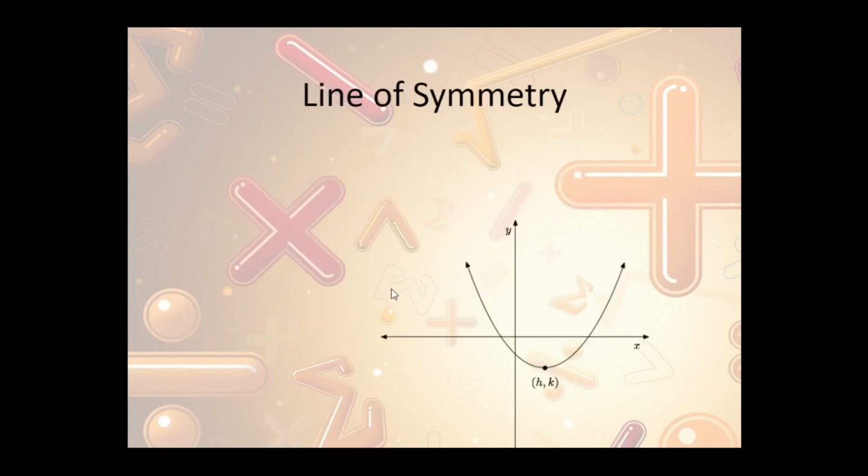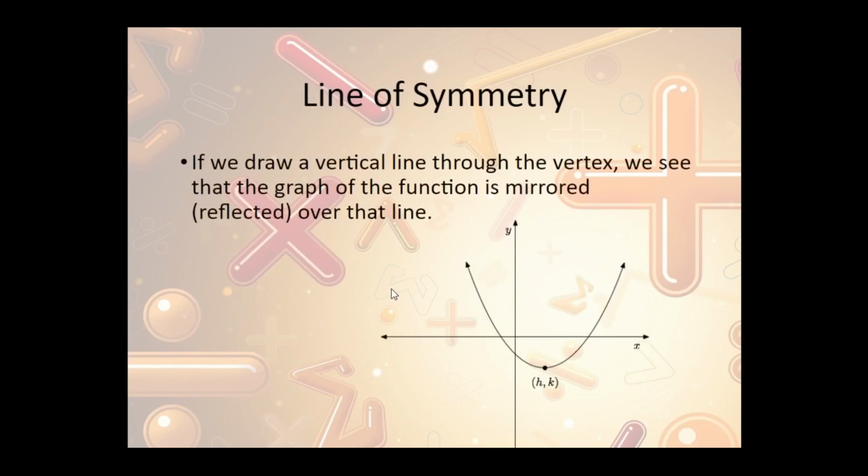Now, the line of symmetry. So if we draw a vertical line right through the vertex, right through here, we should be able to see a mirrored image. So if we look here, here's my vertical line right through the vertex, and notice this point here and this point here should be exactly the same distance from this line. If I pick any other point, this one and this one, they should be exactly the same distance from the line of symmetry. So it's reflected. If I were to take this and flip it over, it should land directly on this one. So this is our line of symmetry.